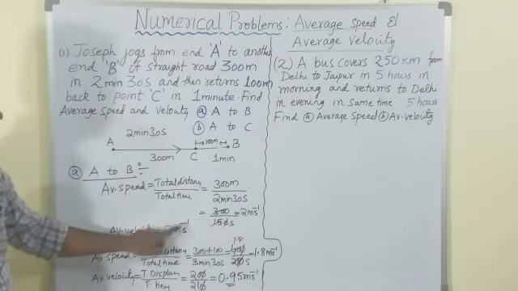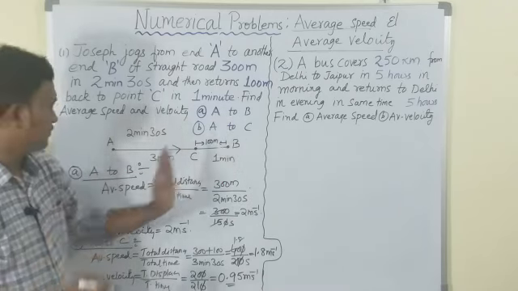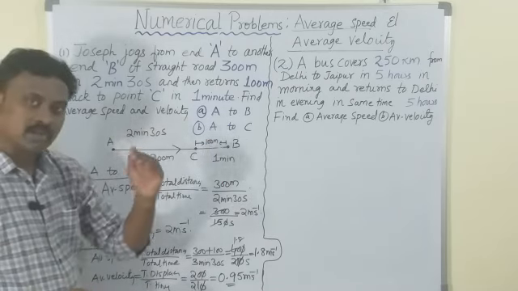And the average velocity is same as average speed. Why? Because the body is traveling in a straight line, so your total distance and the total displacement are both the same.